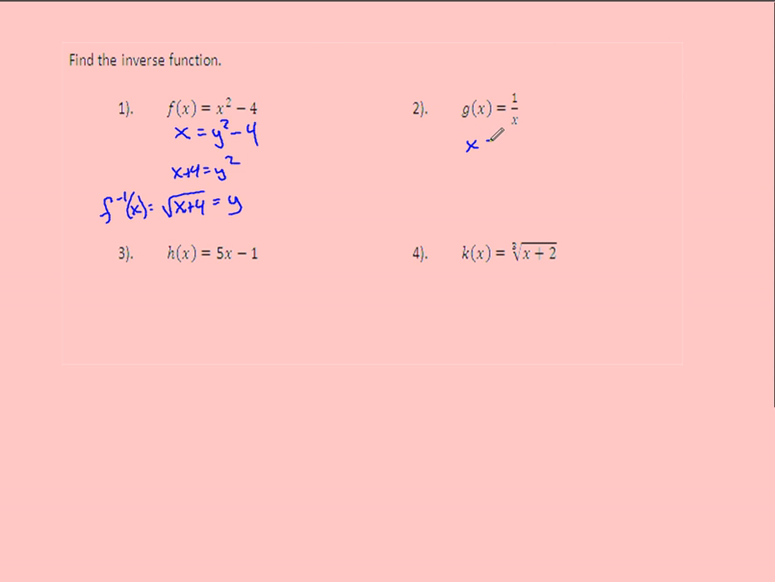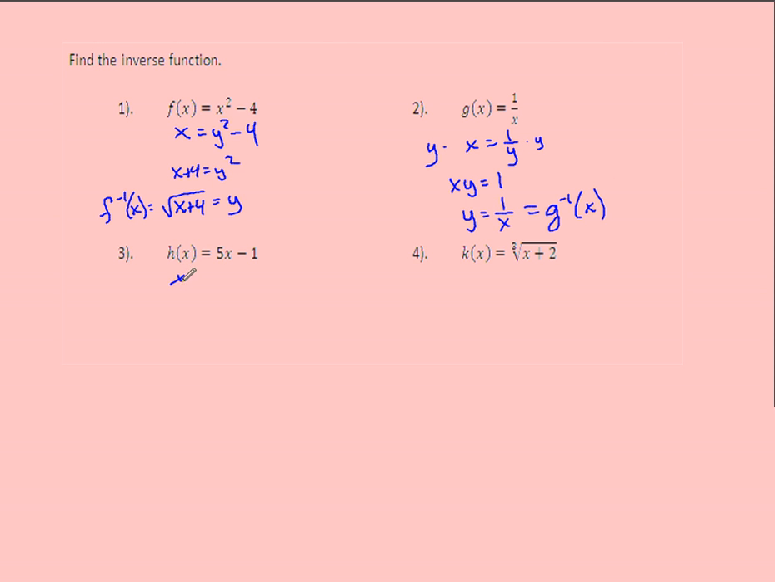Over here, same thing. x equals 1 over y. I have that y in the denominator. I multiply both sides by y. So I have xy equals 1. Let's divide both sides by x. I get y equals 1 over x. That is my g inverse of x. So 1 over x is its own inverse.